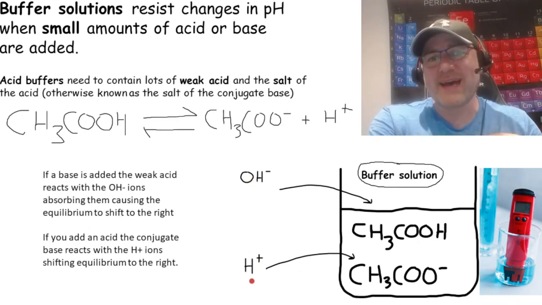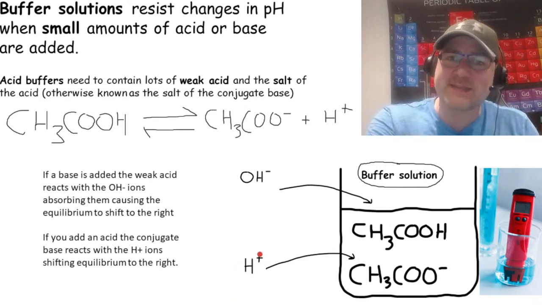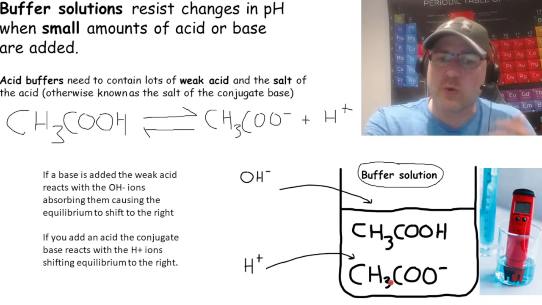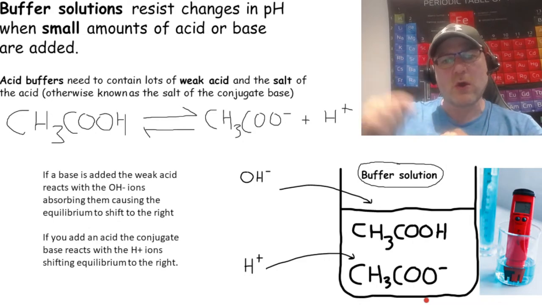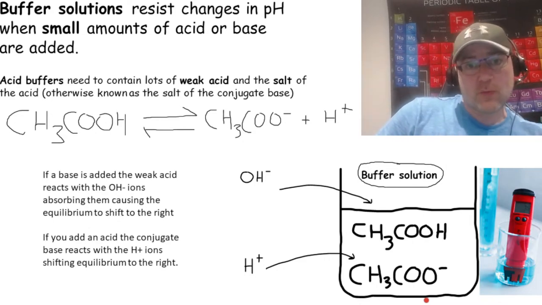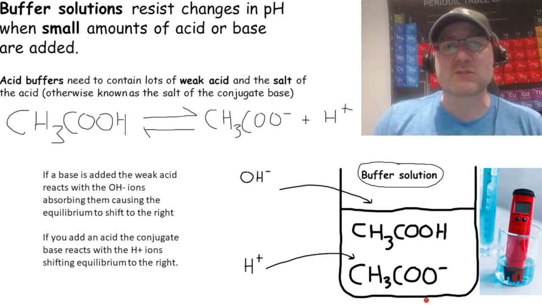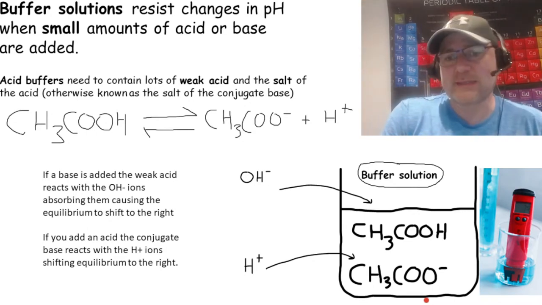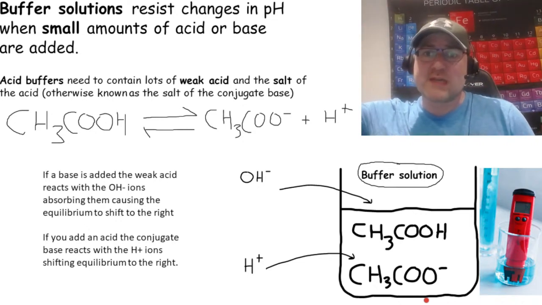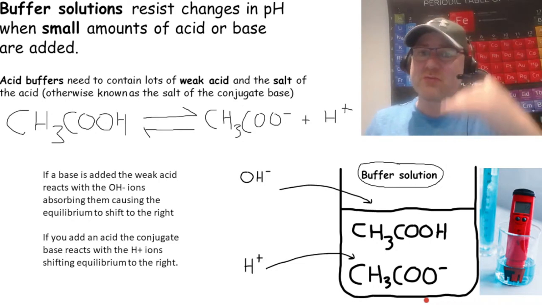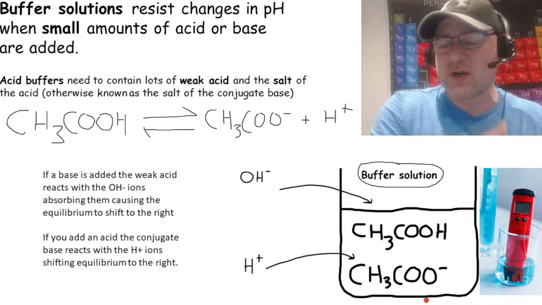If someone adds an acid to my buffer solution, then the hydrogen ions from the acid that would change the pH get absorbed by the ethanoate ions. So you've got two things in your solution, one that can absorb the hydrogen ions from acids, and one that can absorb the hydroxide ions released from bases. So you can counter a change in the pH going up towards 14 when a base is added, and you can counter any changes in the pH decreasing when acids are added and hydrogen ions are released.